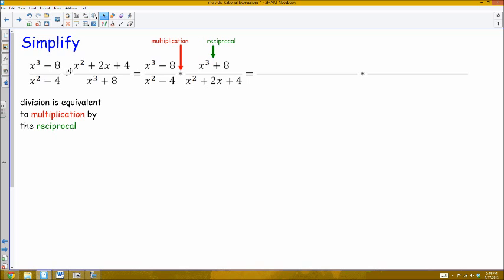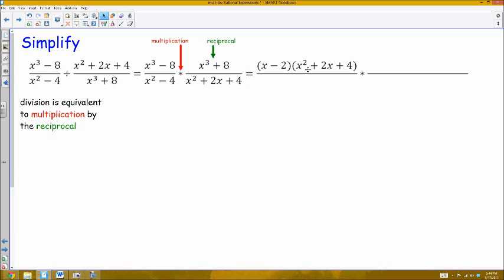And rather than division, I am now multiplying. So it's multiplication by the reciprocal. Then this becomes exactly the same question that we looked at. So I'm going to factor it and then simplify as I go. So I'm going to factor my numerator. It's a difference of 2 cubes. So using my difference of 2 cubes formula, I'll get this.